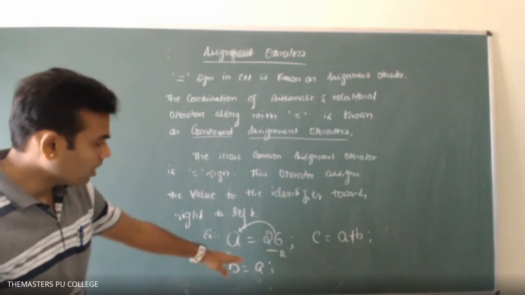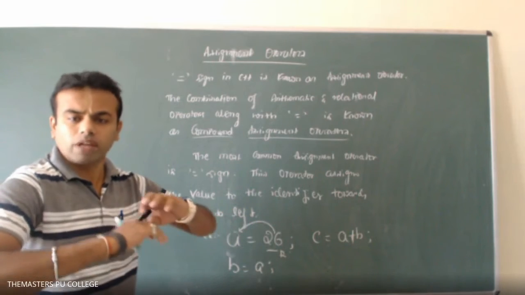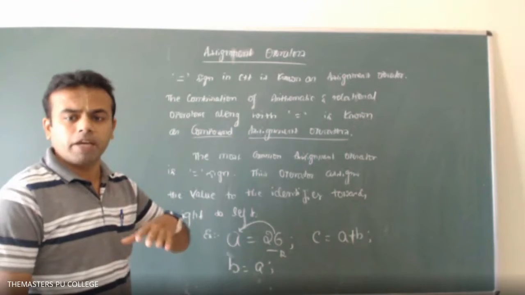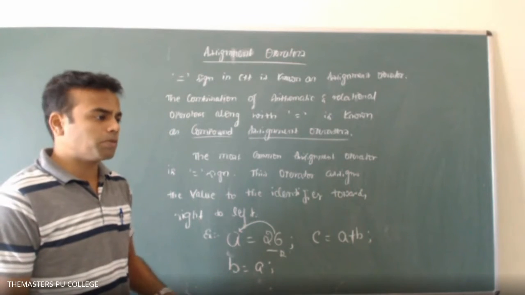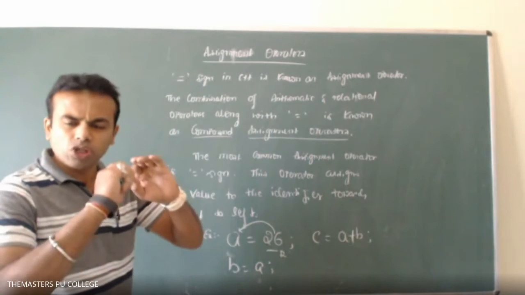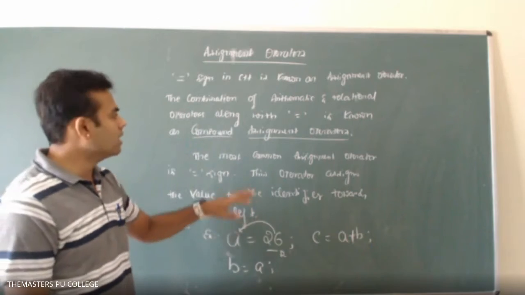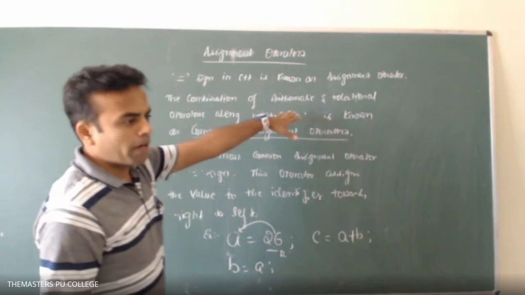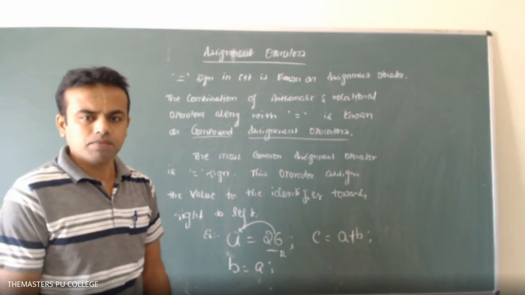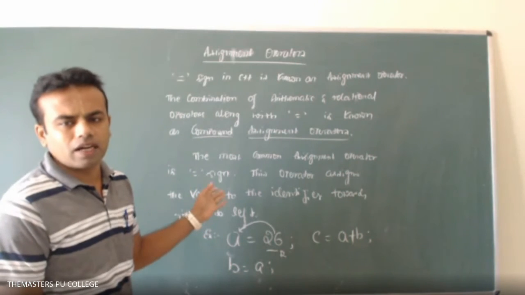Why did I say only this, and why should we not give other expressions? The assignment operator assigns all kinds of values. It may be a variable, a constant, an expression, an arithmetical expression, a relational expression, or even a logical expression. So the equal sign is the most commonly used assignment operator, and if it is combined with the arithmetic and relational operators, then it becomes a compound assignment operator, right? Is that clear? Did you understand the assignment operator?